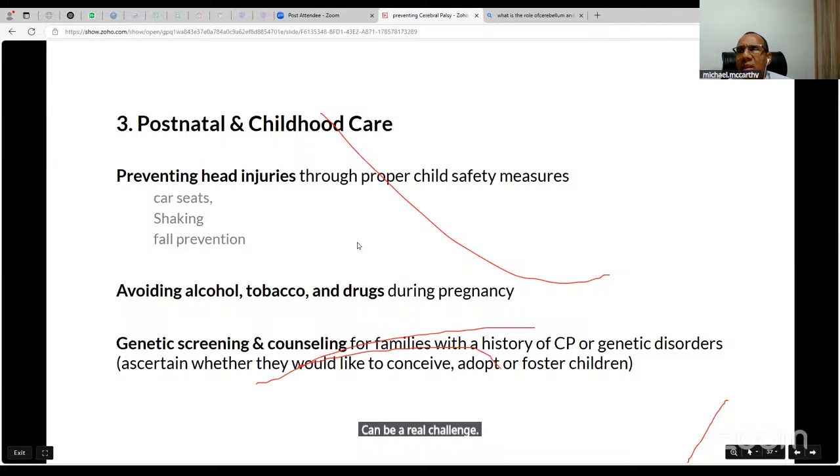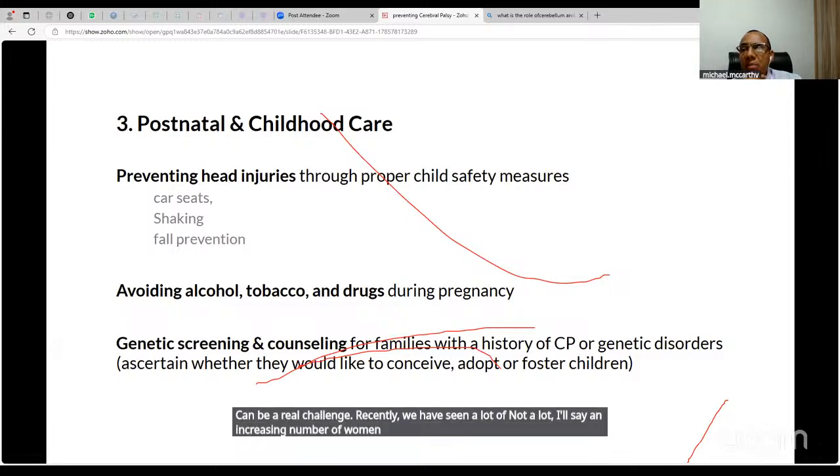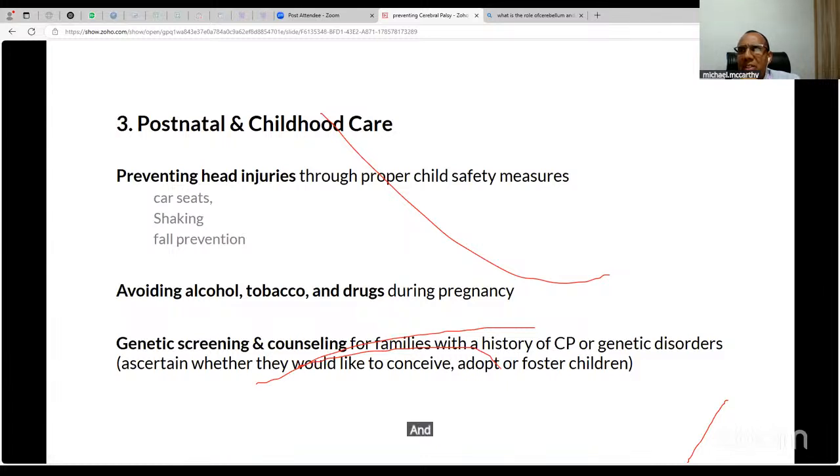Recently, we have seen an increasing number of women who are using tobacco and other drugs, like Indian hemp and so on, and other medications or drugs for recreation. And it is actually a cause for worry, much more now than it was maybe 10 years ago. And I think that is challenging.